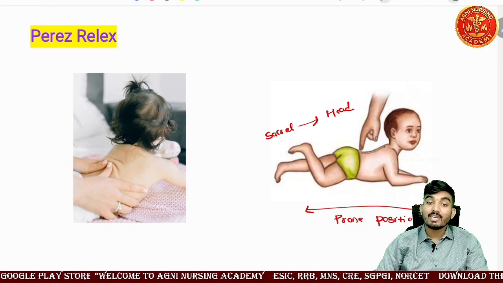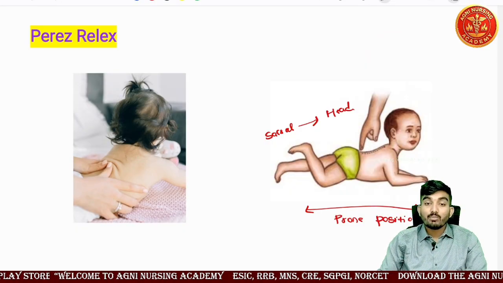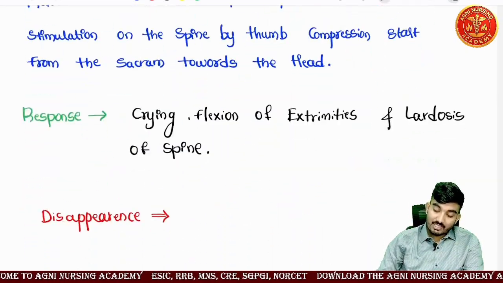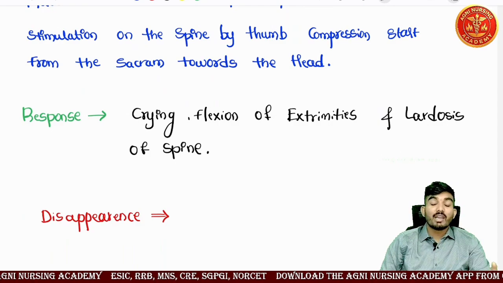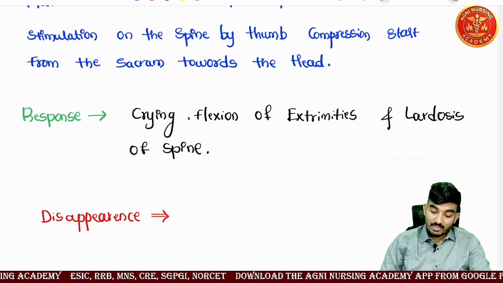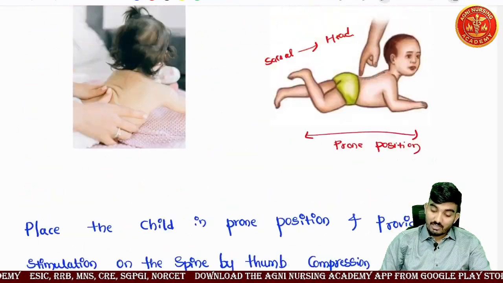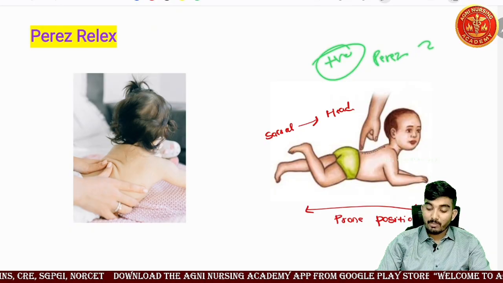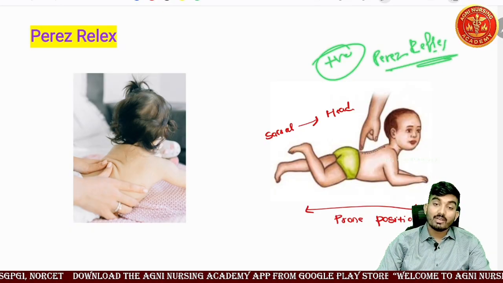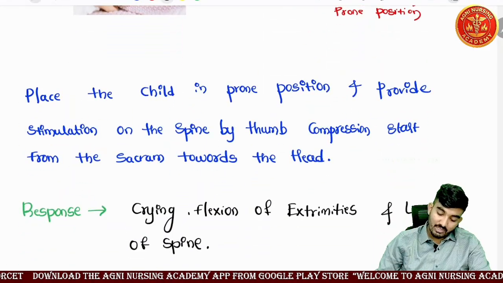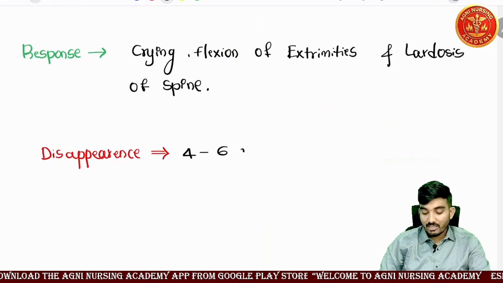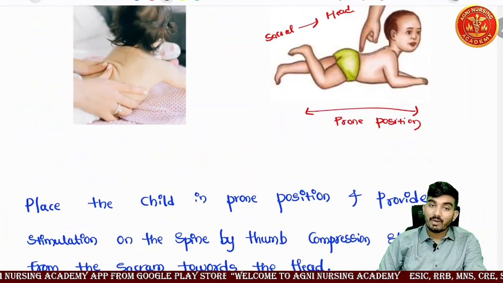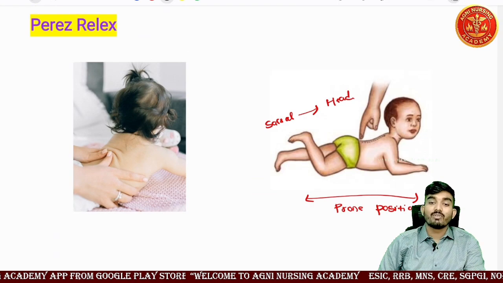Towards the head. At that time, the child will extend the spine, and sometimes the child will cry, there is flexion of the extremities, and lordosis of the spine will occur in the child. That is called a positive Perez reflex. It disappears at the age of 4 to 6 months. This is about the Perez reflex. Okay, I think you have understood.